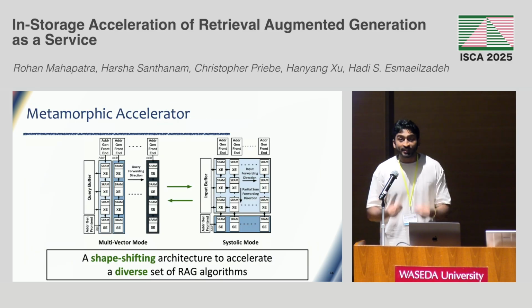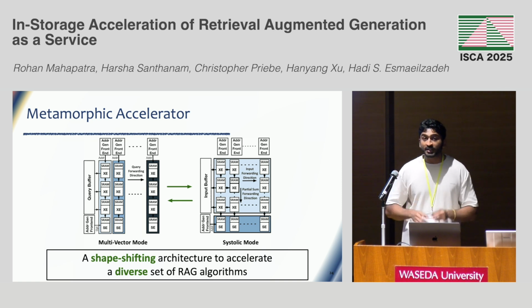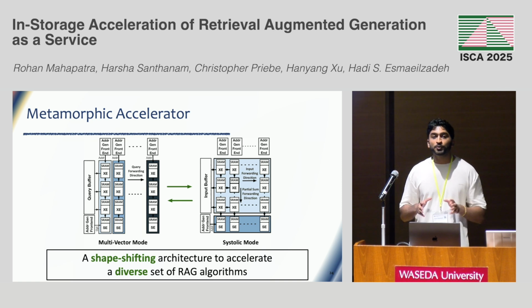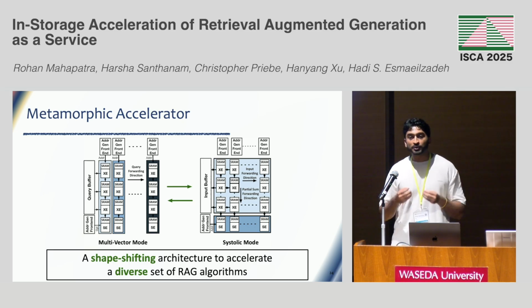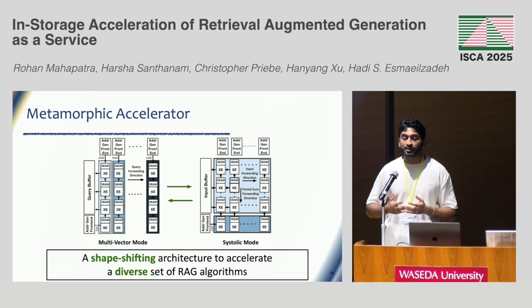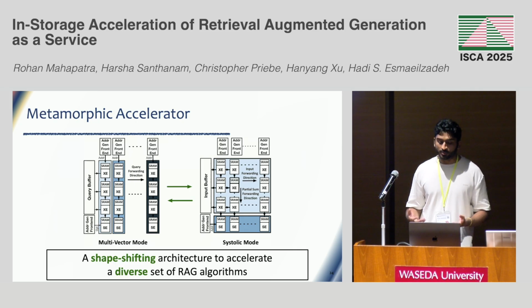To support this diversity of algorithms, we designed a metamorphic accelerator. Specifically, this accelerator is a shape-shifting architecture. Our accelerator takes on two views. In the first view, we decompose the columns of the accelerator into fully fledged vector processors. In the second view, we fuse these columns together to create a systolic array, except for the last row, which is a companion vector processor.